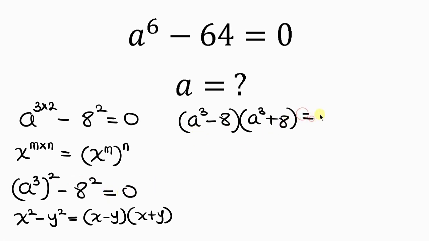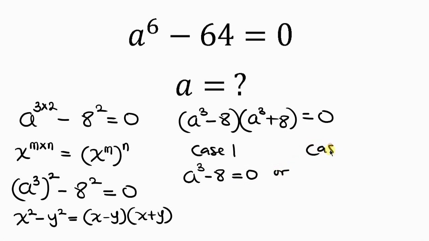So equal to 0. So we have two cases. The first case, let's call this case 1, is where we have a cubed minus 8 to be equal to 0. Or for the second case, let's call this case 2, this is where we have a cubed plus 8 to be equal to 0. So we're going to be solving these cases one after the other. So we start with the first case, case 1.